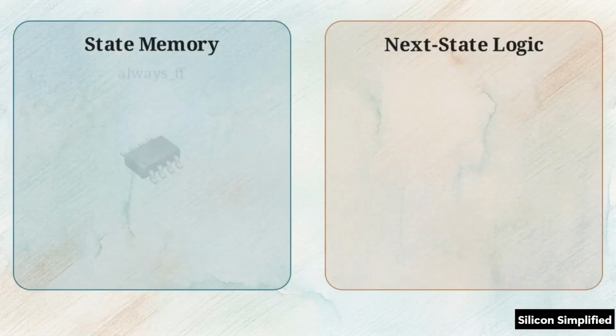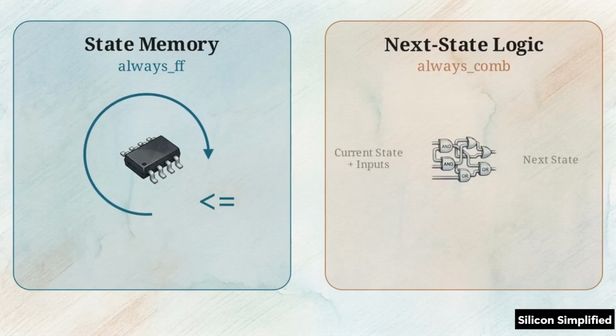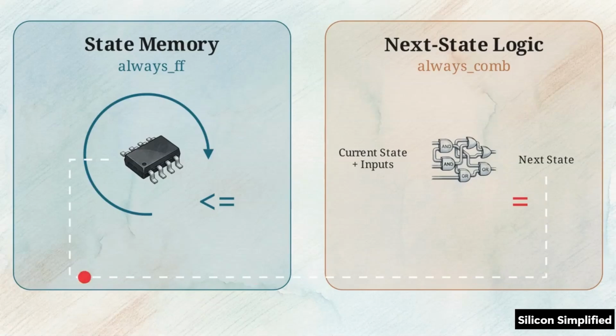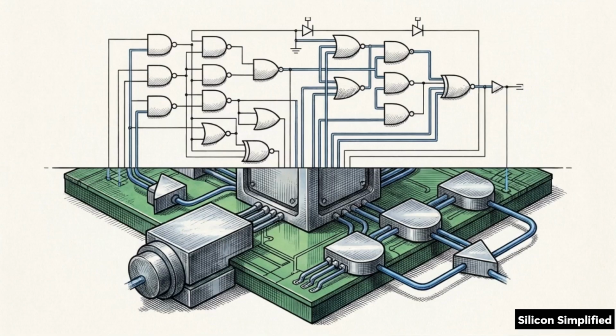We isolate the state memory inside an always_ff block, using non-blocking assignments to advance the state. We then isolate the next state calculation inside an always_comb block, using blocking assignments. This behavioral structure demonstrates the combinatorial side. The always block evaluates a selector state, routing inputs through a case statement instantaneously. Isolating state memory from transition logic creates predictable FSMs that synthesize exactly as they were simulated.